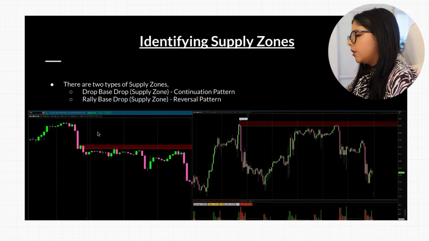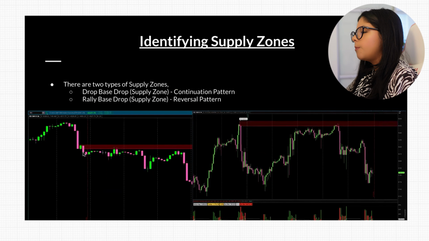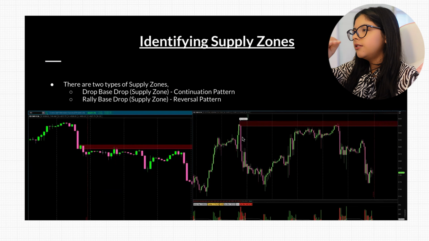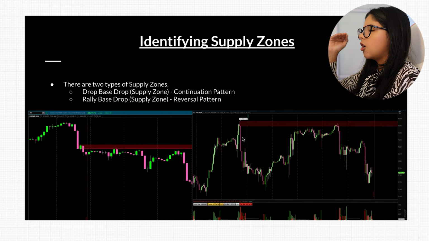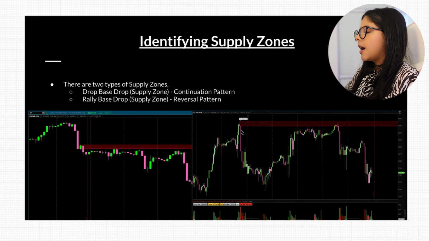So for the base drop, it must be a green candle. For the rally base drop, it must be a strong green candle, and then a strong red candle. It doesn't matter about the color of the base candle in the rally base drop. It matters more about market structure and where it's forming.